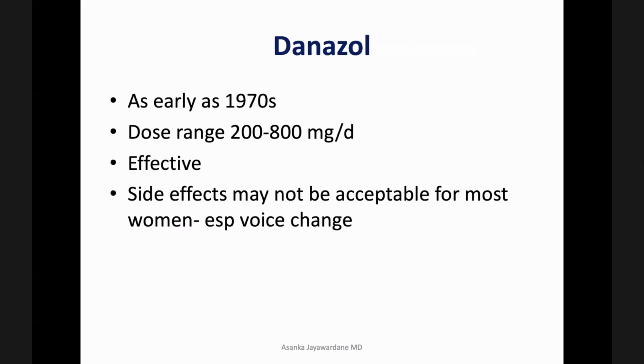Now, danazol is a medication that was used for endometriosis a long time before everything else came up, at a dose of 200 to 800 milligrams per day. It is effective. However, it can generate lots of side effects, including permanent voice changes, which is not acceptable to many women. Therefore, danazol is a second-line drug because of its side effect profile rather than effectiveness.